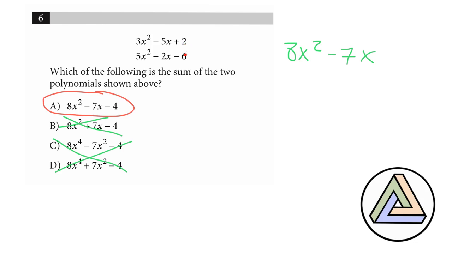I could have done 2 plus negative 6, and that would have been a negative 4 over here, but I didn't have to. The moment I had these two terms, I knew that the other ones didn't work, and I could move on.